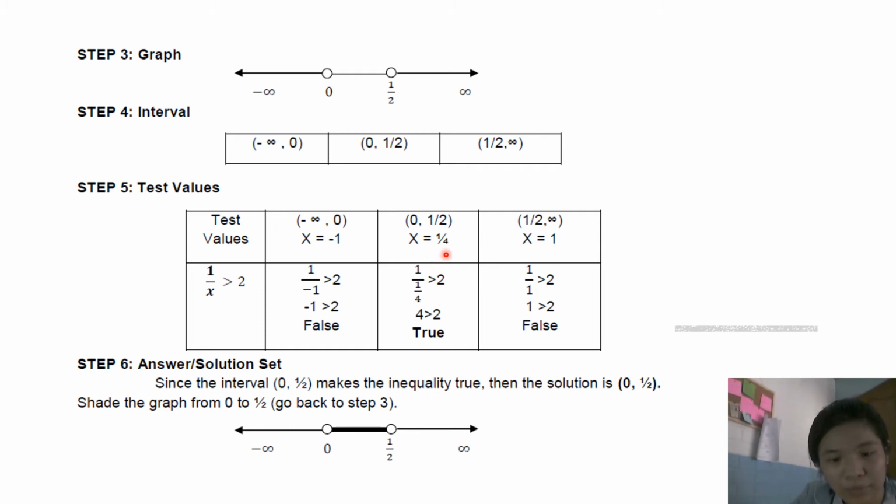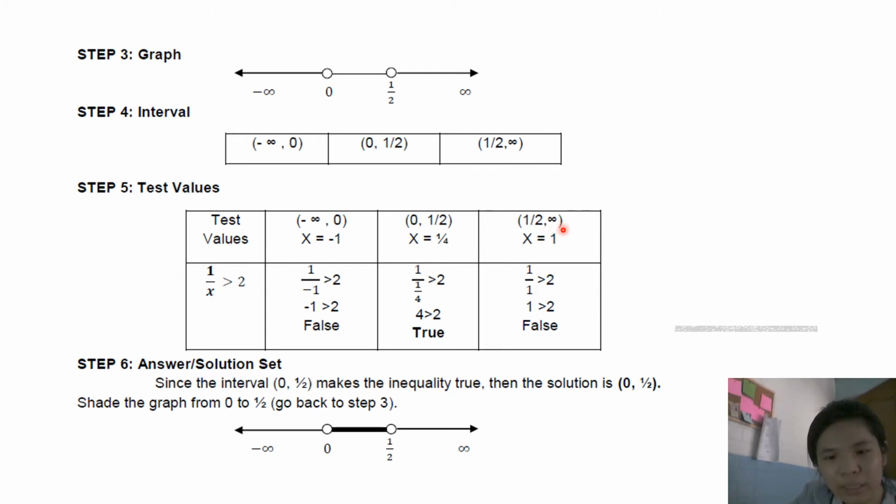So, let's try 1/4. So, 1 over 1/4 is greater than 2. So, when you simplify 1 over 1/4, that is 4. And 4 is greater than 2. Therefore, it is true.